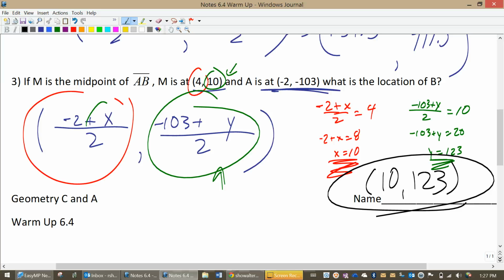I did that because I wanted you to make sure you knew the formulas and how we go about finding the midpoint, that it is realistically the average of the coordinates. Okay. It's the middle spot, the average. All right?